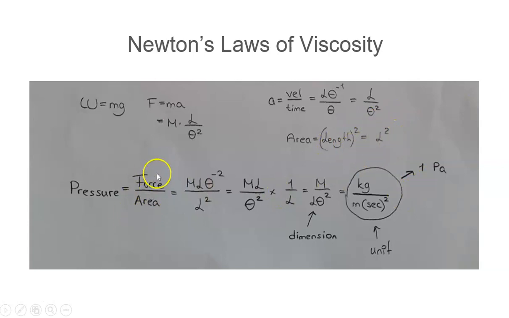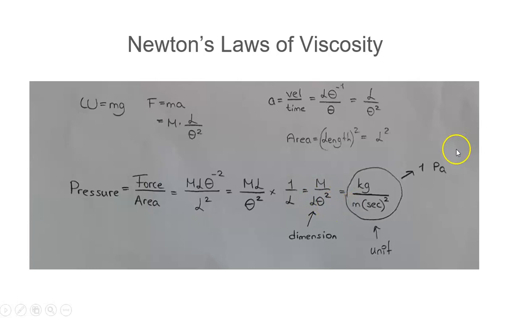So pressure given as force over area will therefore be equal to M L theta raised to power minus 2, where this L theta raised to power minus 2 represents our acceleration, and then M is here, all divided by area. Area will be equal to L squared. If you just cancel out what we have here, 1 L cancels 1 L, theta raised to power 2 comes down. What you're going to have left is M over L theta raised to power 2.